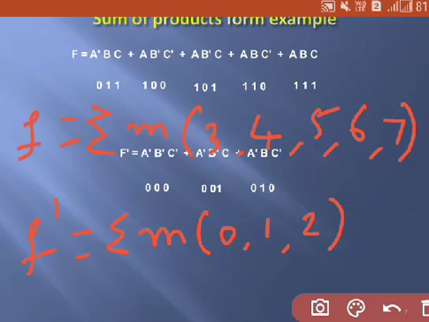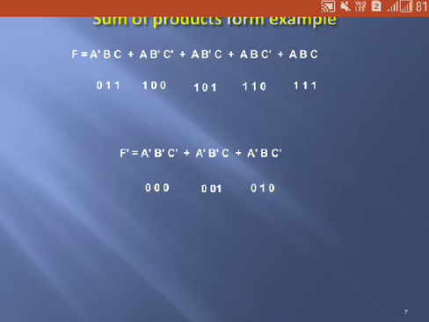So f is equal to summation small m of 3 4 5 6 7 means for these corresponding minterms of input variables, the output will become 1. And f dash is equal to summation small m of 0 1 2 means for these combinations m0 m1 m2, the inverse of the output function will become 1. Okay, so I am taking this standard example, and I will be continuing this example even for product of sums, for writing the product of sums as well.